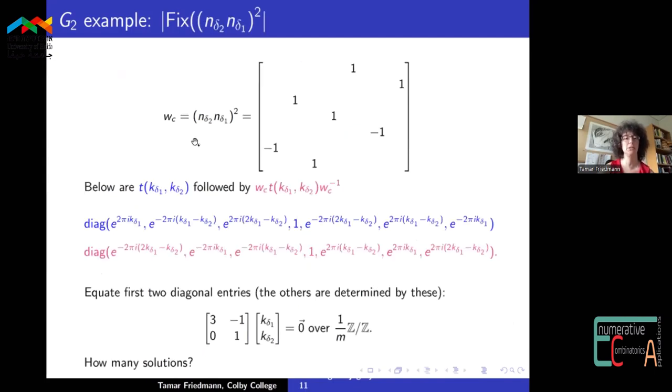Okay, so how do we do this? Here's an example. So here's an element in the Weyl group. In blue, I have an element in the torus. In red, I have the element in the torus after the action of the Weyl element, which is conjugation also. We equate the first two entries to pick out the torus elements that are fixed. And that gives us equations in the Ks. We get a 2x2 system. And we want to find the solutions, solutions in K in 1 over M Z mod Z for this system. So how many are there?